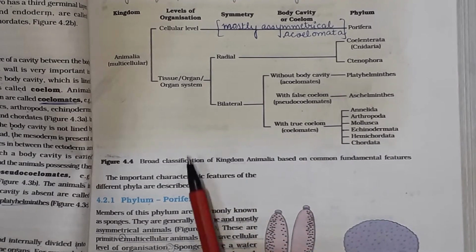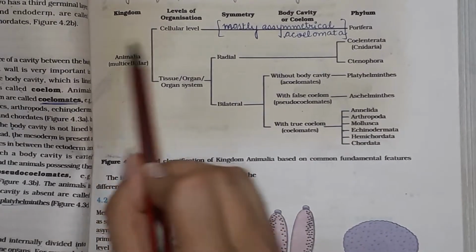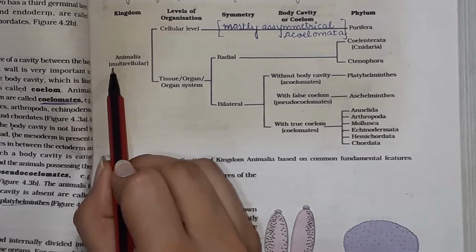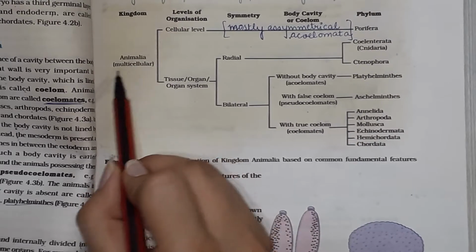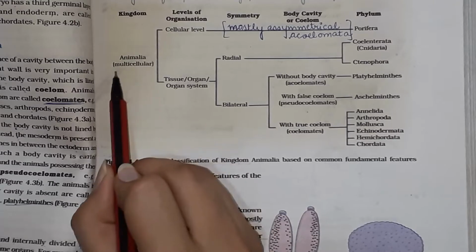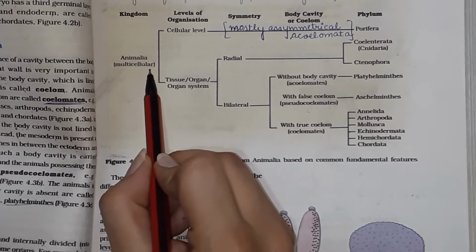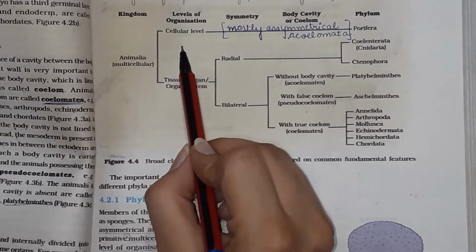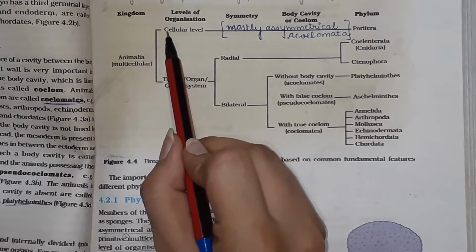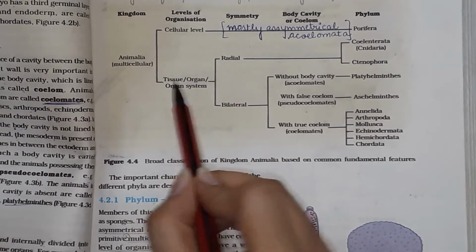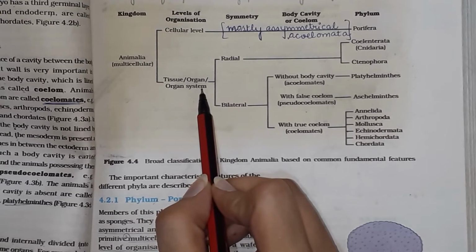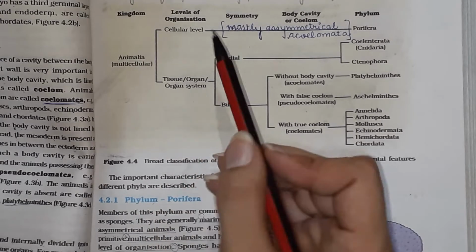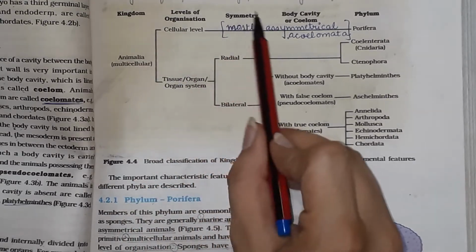First of all, as we all know, we are studying the kingdom Animalia. The very peculiar feature of this kingdom is that all the organisms in kingdom Animalia are multicellular. Then we talk about the levels of organization. We know that there is a cellular level of organization, tissue, organ or organ system level of organization that we have already talked about in the previous video. Next comes the symmetry.